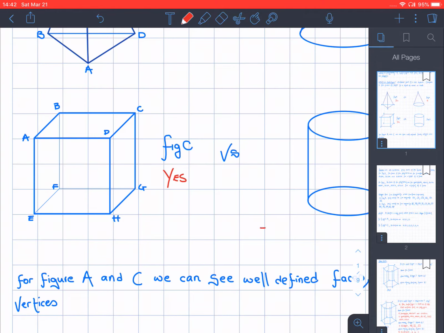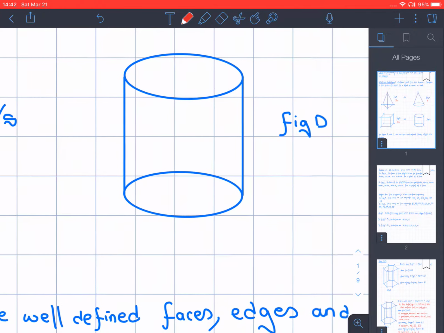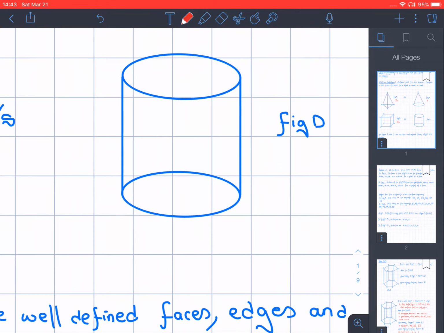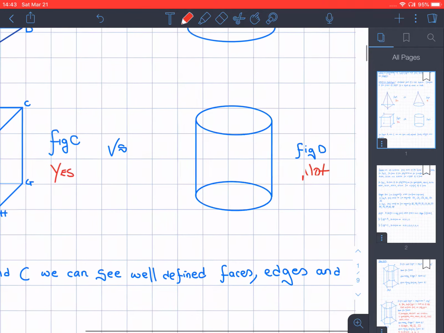Now figure D that we have here, we can see it actually is a cylinder. Think of a canned soft drink, that's a cylinder. A Pringles box, that's a cylinder. What we know about cylinders is that they are curved around the sides. So that's your first red flag. All around, we don't have a flat surface. So we can't really call figure D a polyhedron based on that condition. Figure D is a solid figure, but it's not a polyhedron.